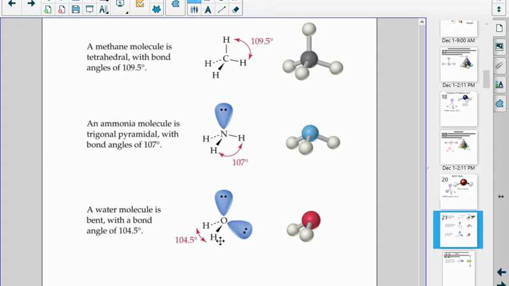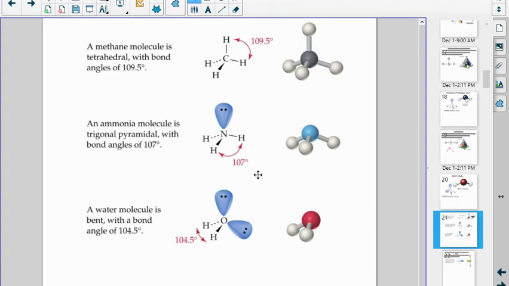So that's going to push those and repel them even more closer together, and we have an angle down to 104.5. We don't have to memorize the exact angles, but we have to know that water is the smallest here. Our NH3 would be in the middle, and our methane would have the greatest angle.